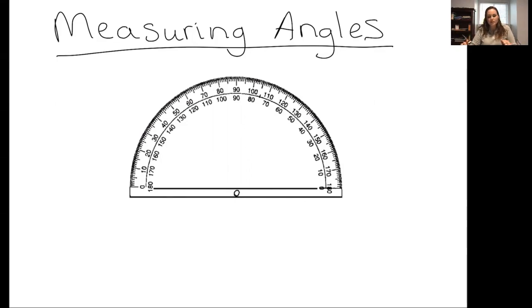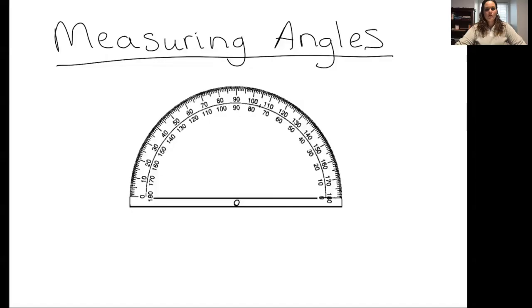So the first thing we need to look at on our protractor are these numbers that we see across the top. So if you look up at the top, there are numbers that go from 0 to 180, and on the inside, there are also numbers that go from 0 to 180. So those numbers help us to understand what the measurement of our angle is, depending on which direction it's facing. So we'll get more into that in just a second.